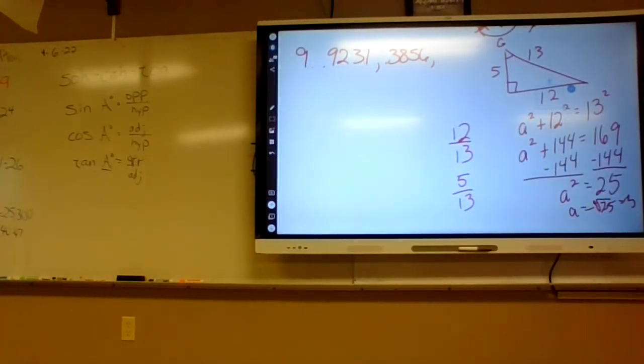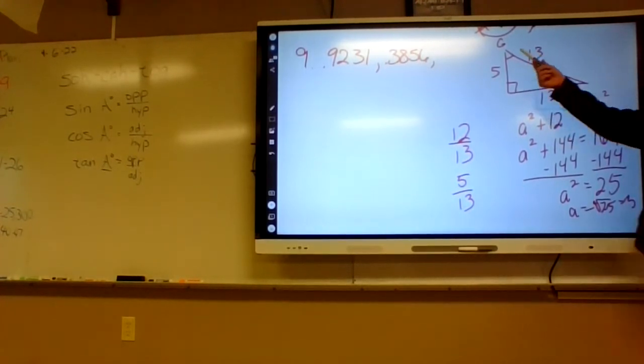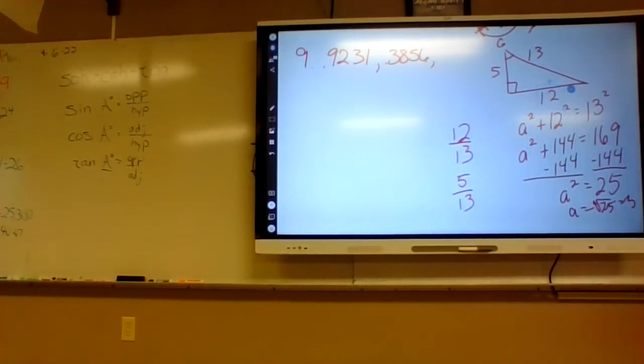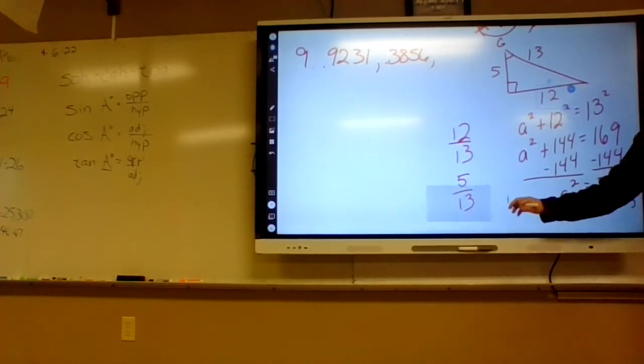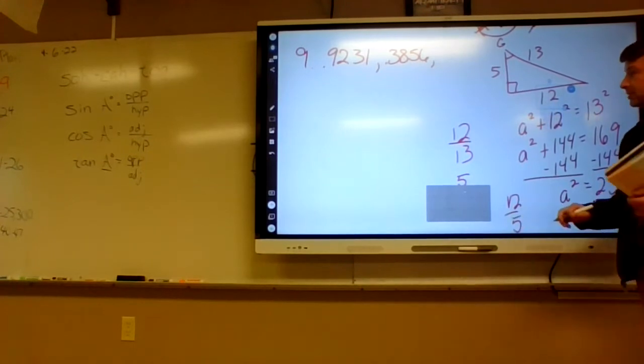I guess we're back to Dylan. We'll just keep going. Okay, Dylan. Tangent of G. So tangent is opposite over adjacent. So what is opposite angle G? 12. What's adjacent? 5. And what is 12 divided by 5? 2.4.